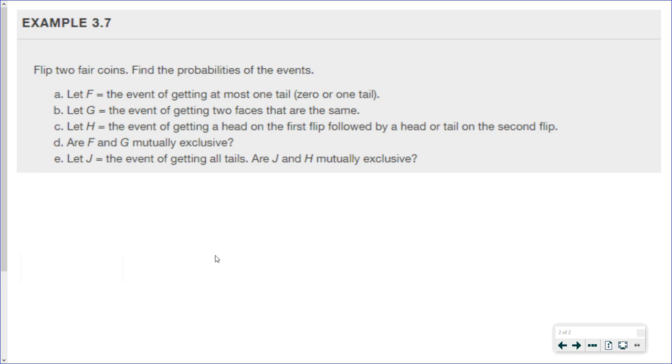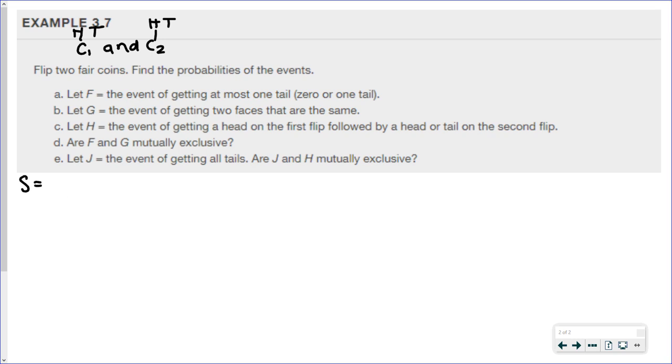In example 3.7, we're looking at flipping two fair coins, and we want to find the probability of these events. So first we're going to get the sample space. Here we have two fair coins, coin 1 and coin 2. They both have a heads and tails. The two possibilities for coin 1 are heads and tails. The two possibilities for coin 2 are heads and tails. So let's make our sample space.